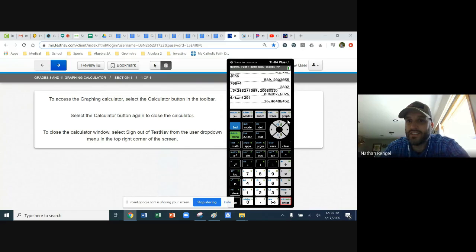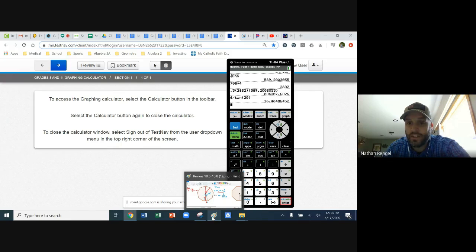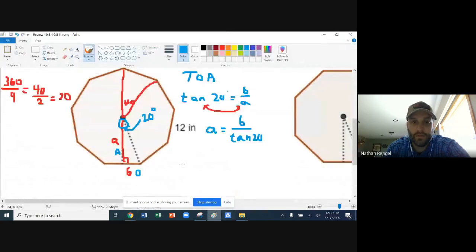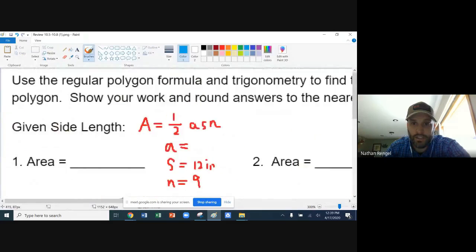And we get 16.4848. So at this point, I'm going to round it to 16.5, and it may be a little different than the answer provided at the bottom. Depends on how you round these. So you might see that your answer might be just a unit or 2 off. That's okay. So 6 divided by the tangent of 20 tells me that my apothem is 16.5. So we'll head up to there, 16.5.